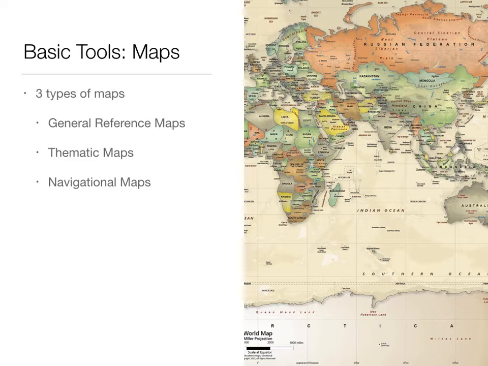There are 3 types of maps that you need to be familiar with. The first one is general reference maps, the second thematic maps, and third navigational maps. In the upcoming slides, we will be discussing each one of these in depth.